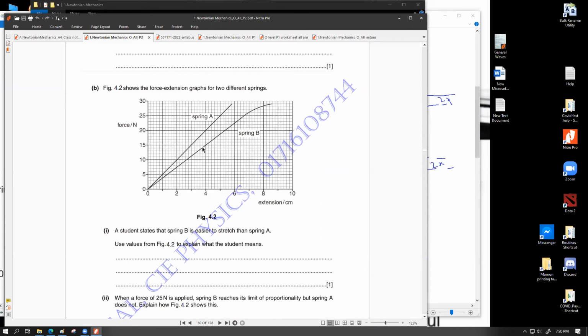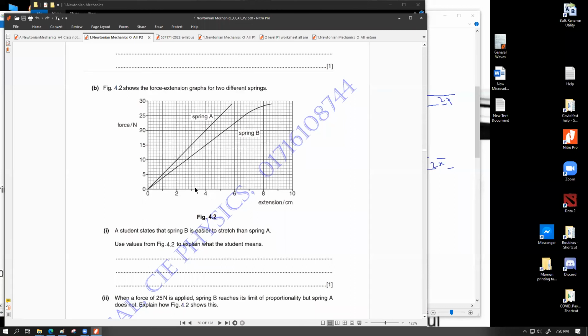Or another way you can go by that: if you apply the same amount of force on both of them, one will extend less, which means it is harder to extend. The other one will extend more, which means it is easier to extend. So you could choose any value over here. I would conveniently choose 15 Newton because I can see there is a very beautiful cross point over here and a beautiful cross point over here.